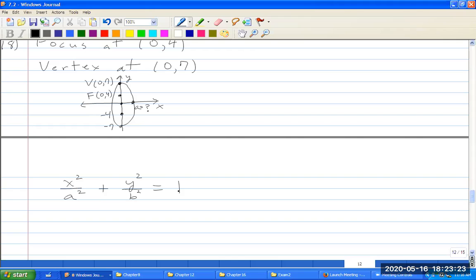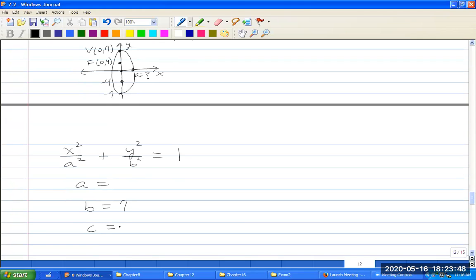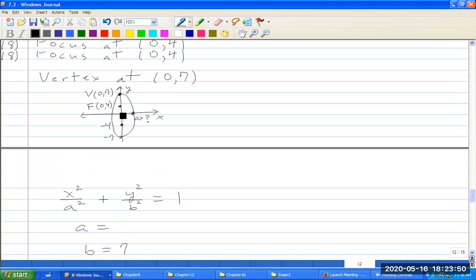x squared over a squared plus y squared over b squared is 1. Okay, so that's easy. I don't know what a is, but I know what b is. b here is 7, the distance from the center to a vertex in the y direction is 7. I know what c is. c here is just the distance from the center to a focus, and so that's just going to be 4.